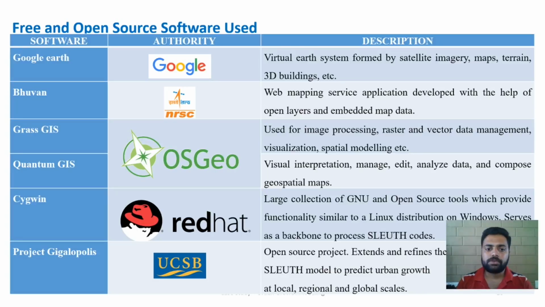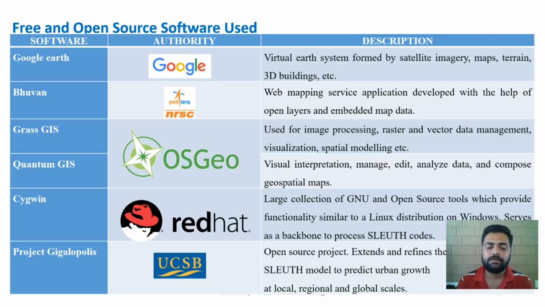Then what are the softwares that are required? We can use Google Earth, Bhuvan, GRASS GIS. GRASS and Quantum GIS, these two are under OSGeo. So GRASS is basically used for processing the raster data and vector data, and QGIS is basically for visual interpretation, to manage, edit and play along with your attributes. So you can use these two.